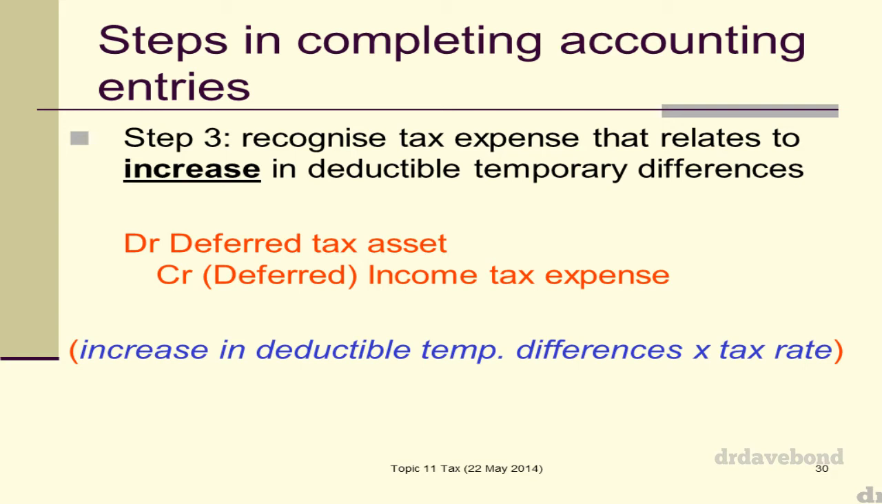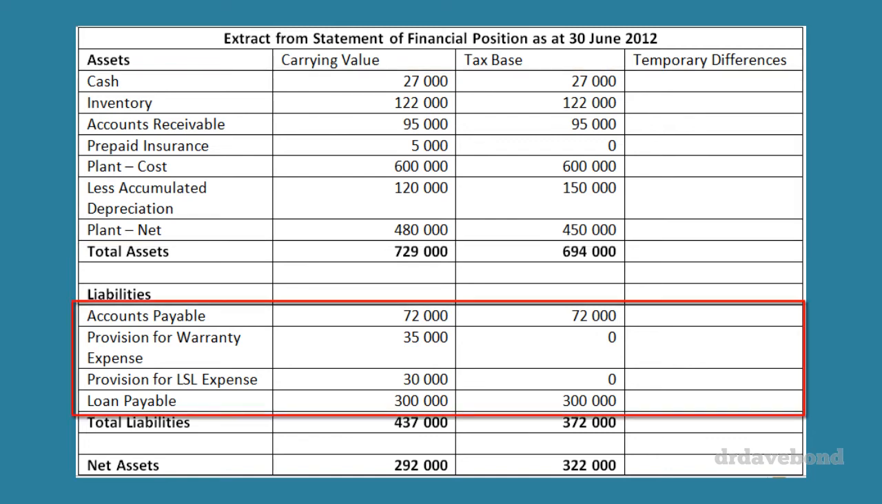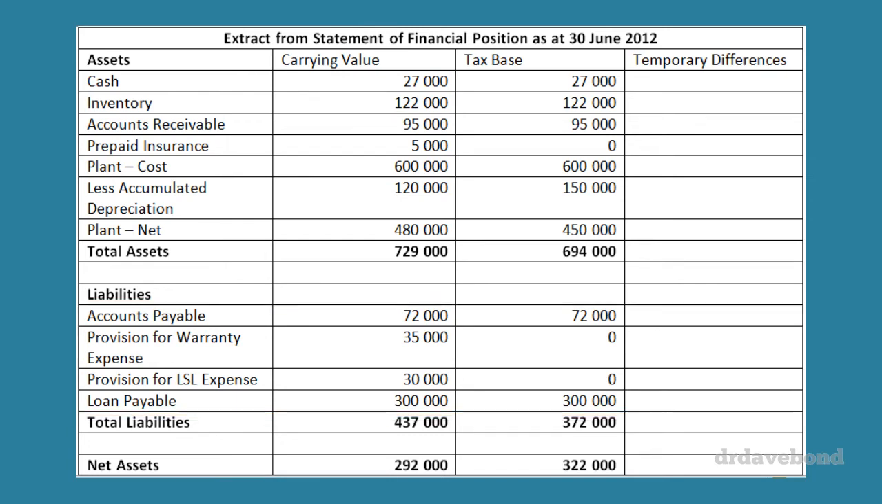So the information we have in this case, we've got cash, inventory, accounts receivable, prepaid insurance, and plant, which nets out at 480. We've got accounts payable, 2 provisions, and a loan payable. So we've got these accounts here. We don't know the tax base, and we don't know the temporary difference.